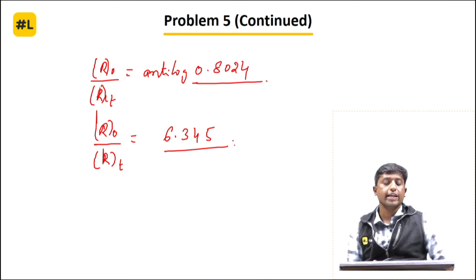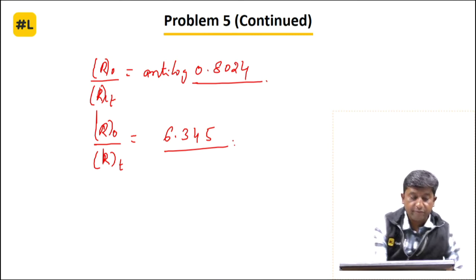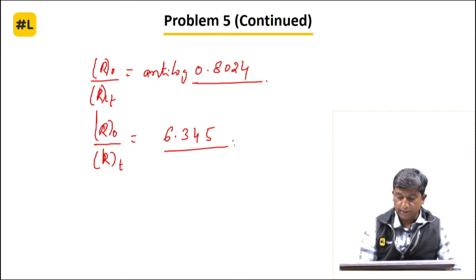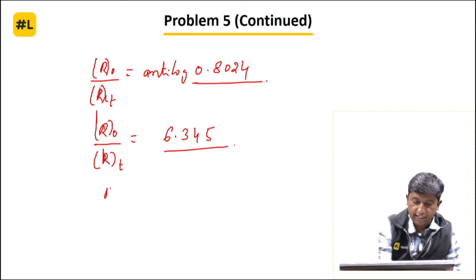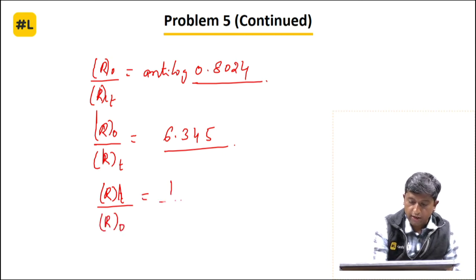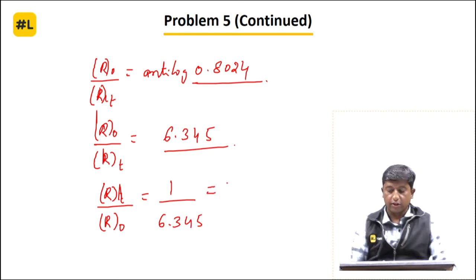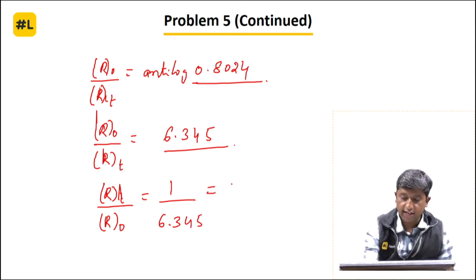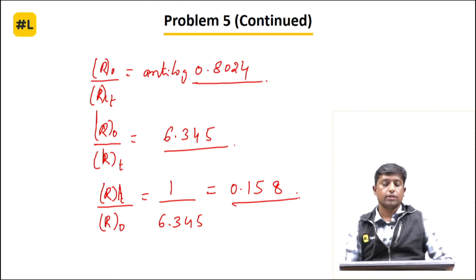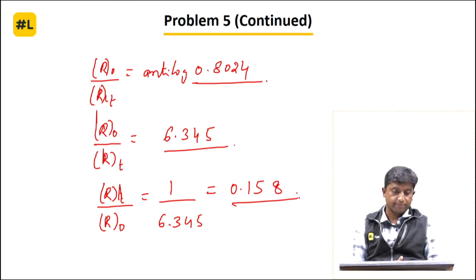But we know we don't need R naught by RT. What we need is the fraction of the sample that is available. So, we can write RT divided by R naught will be equal to 1 divided by 6.345. If you write this, the final answer will be 0.158. This is the correct final answer, students.